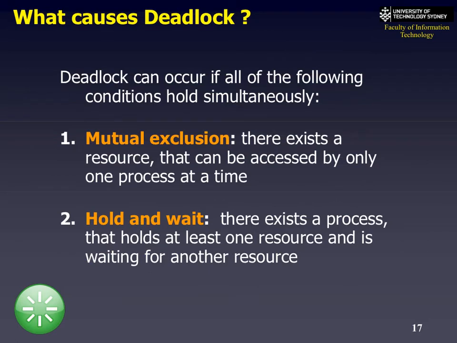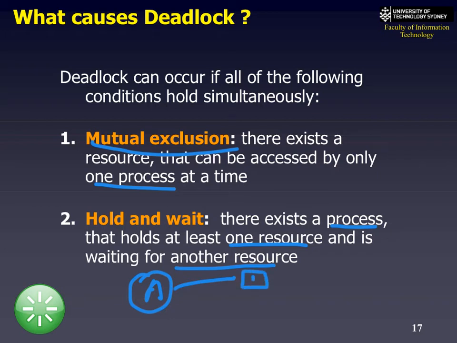A few more conditions that cause deadlock. Mutual exclusion. You can only have one process access that resource at a time. And the other one is if a process is waiting for one resource and another process is waiting for another resource that both need. Good example: process A wants file number one, and process B wants file number two. And let's say process A wants file two, and process B wants file one. It's a mutual standoff situation. A and B can't run because they both hold each other's files. That's another good example of what happens.